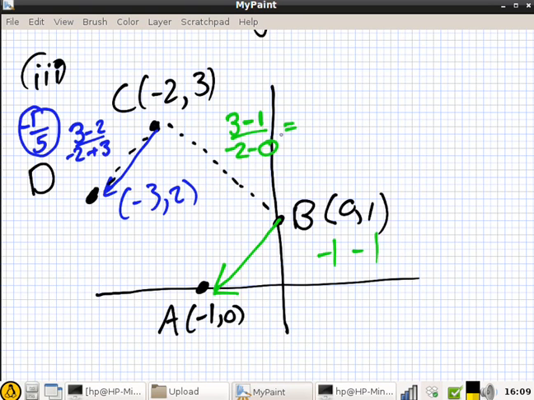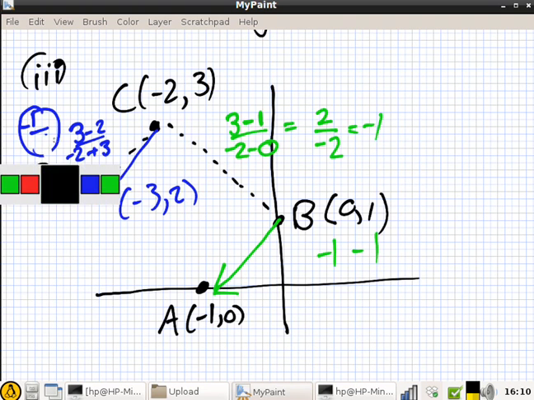Is that right? No, something's gone wrong here. 3 minus 1 over minus 2 minus 0. No, that's right. That's 2 over minus 2. Oh, I think I must have done something wrong with this one here. Sorry. 3 minus 2 over minus 2 minus minus 3. That's... Oh, no, it's not 5. It should have been 1. It should have the same slope as AB. Yes, it should.